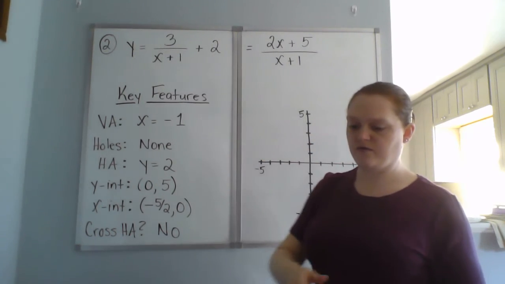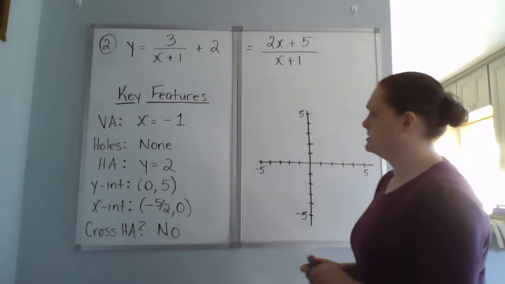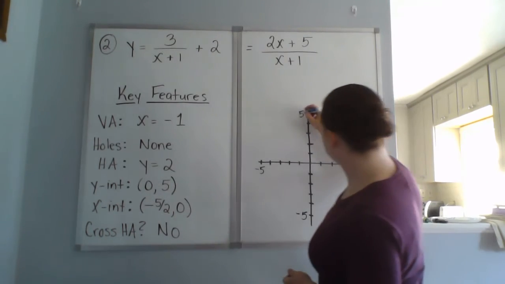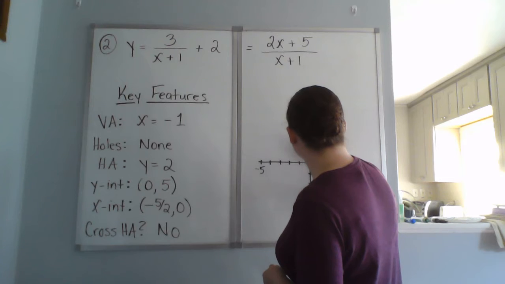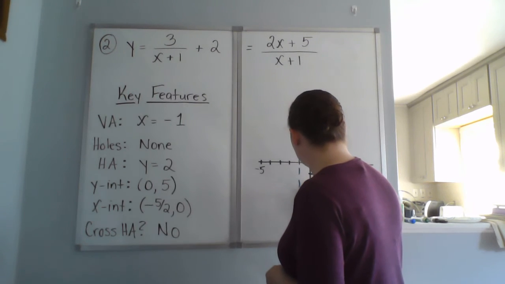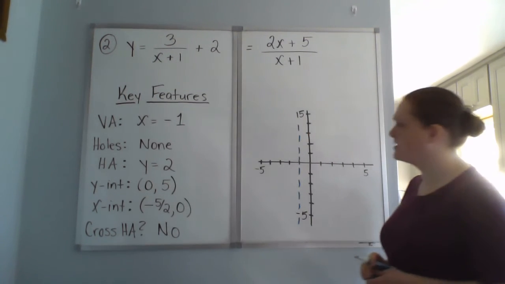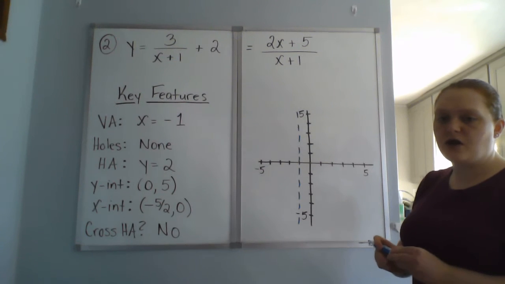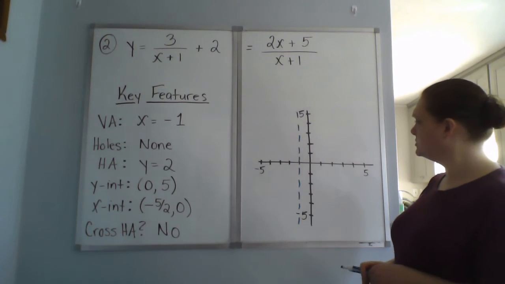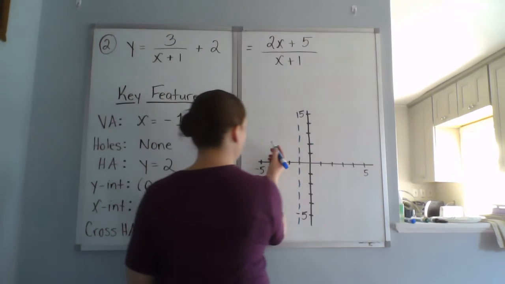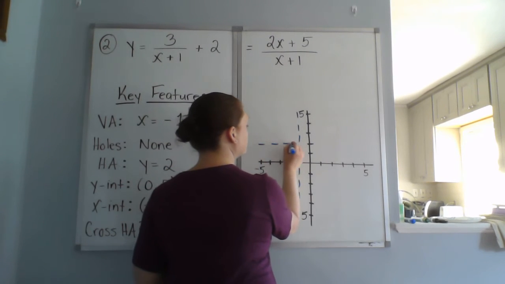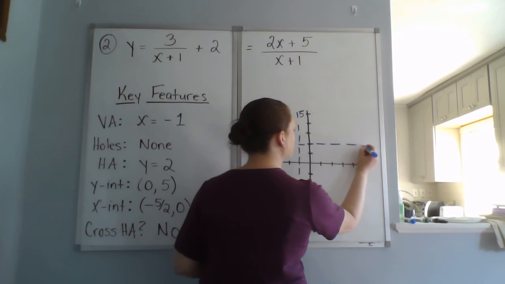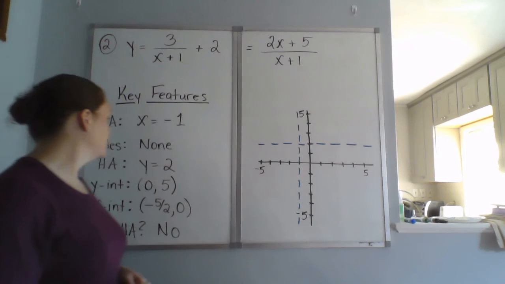So to start off, we have a vertical asymptote at x equals -1. So I'm going to draw that in. So there's my vertical asymptote. Now I need my horizontal asymptote, which is at y equals 2. So here's 1, 2, and now I need a horizontal asymptote. Okay. So there are my asymptotes.